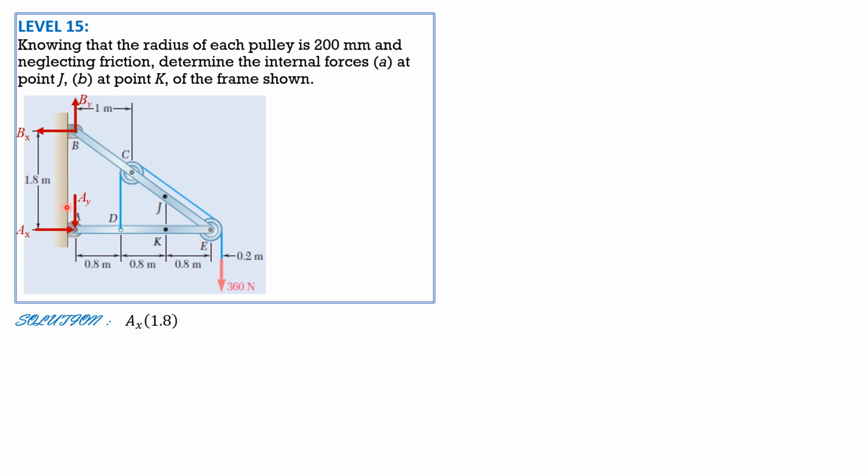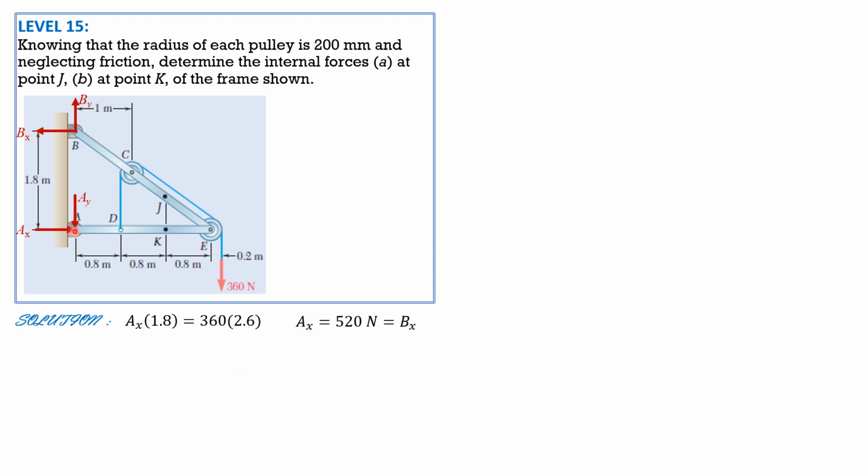So AX times 1.8, counterclockwise positive, equals the clockwise moment: 360 times 0.8 times 3 is 2.4, plus the radius of the pulley 0.2. So the total moment arm is 2.6. So AX therefore is equal to 520 newtons, which is also equal to BX.